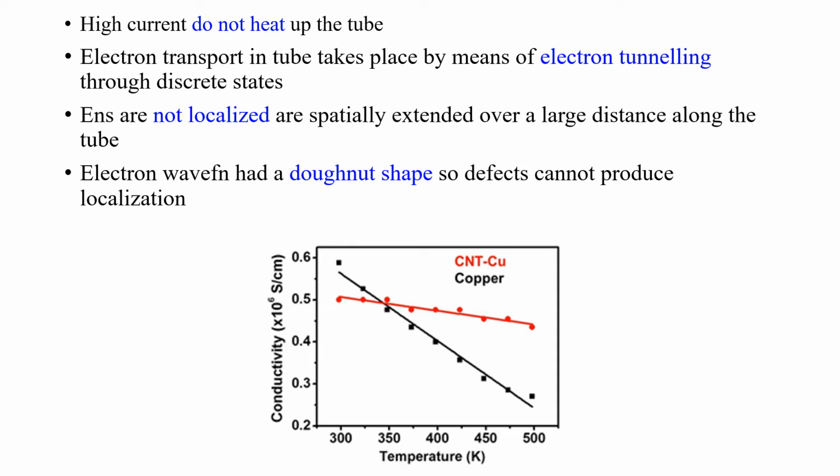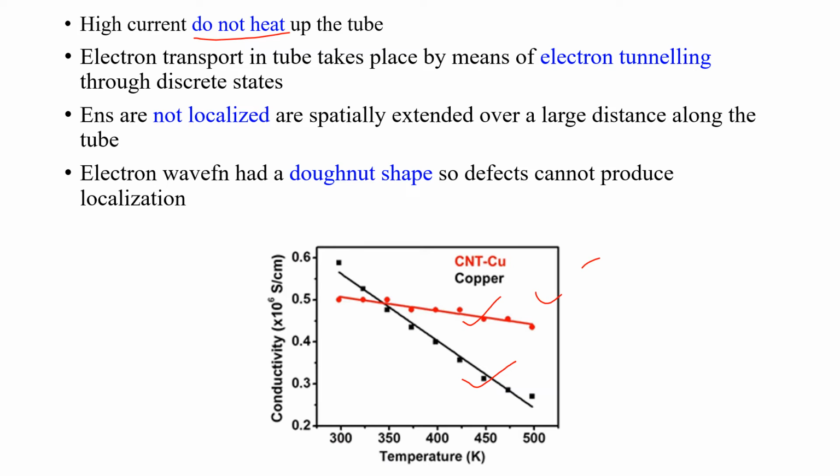Passage of high current does not heat up the carbon nanotubes. Here is a comparison between conductivity of copper and carbon nanotube with respect to temperature. We can see that as temperature increases, the conductivity of copper decreases, whereas the conductivity of carbon nanotube remains as such even if the temperature increases.